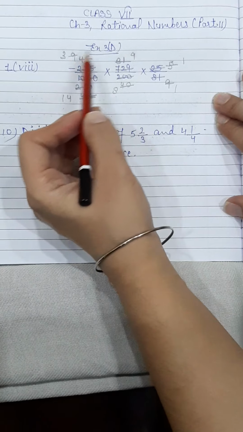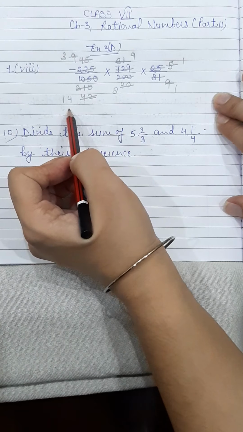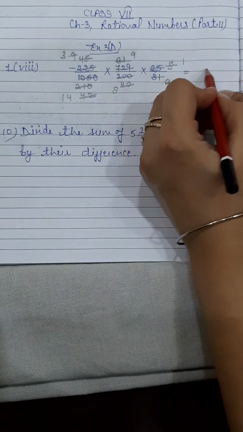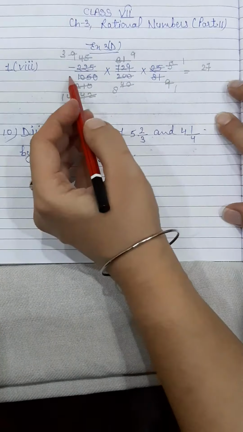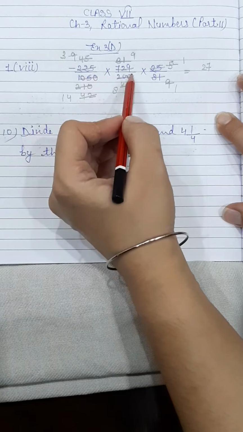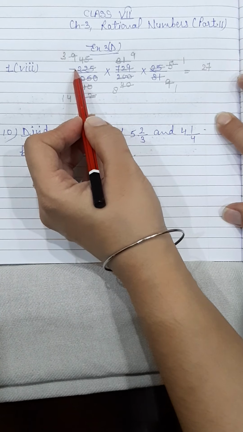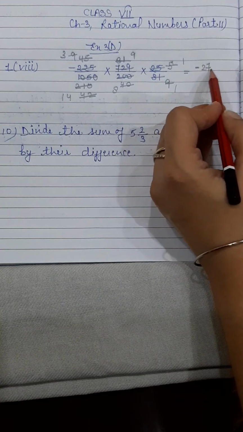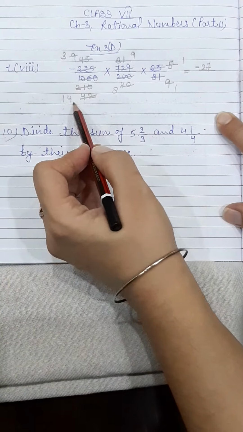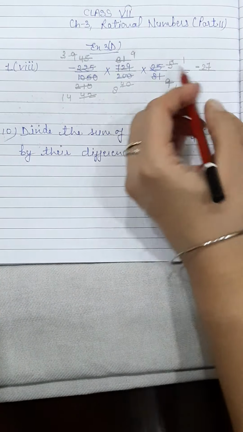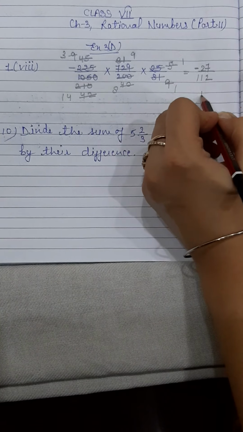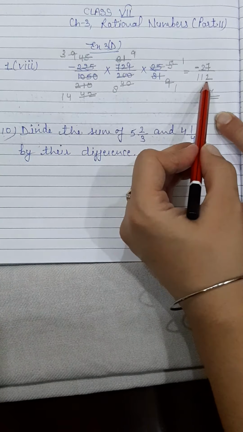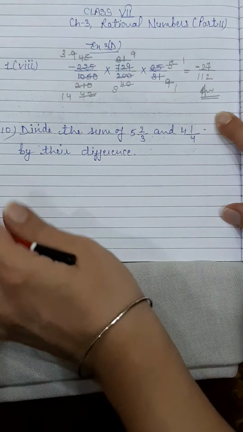So multiply numerator with numerator and denominator with denominator. When you multiply, 9 3s are 27. Here one time negative sign is coming, so with the answer you have to apply negative sign. So minus 27 upon 14 8s are 112. So minus 27 upon 112 will be the answer.